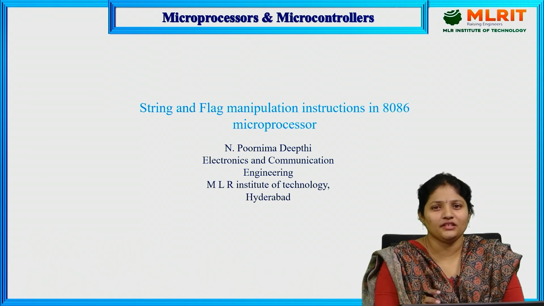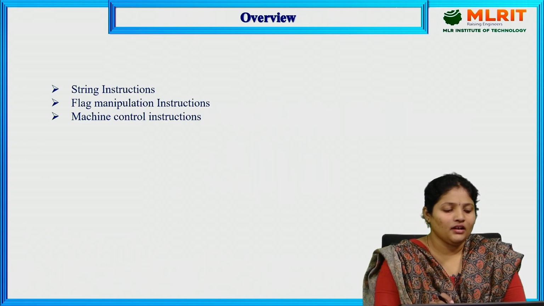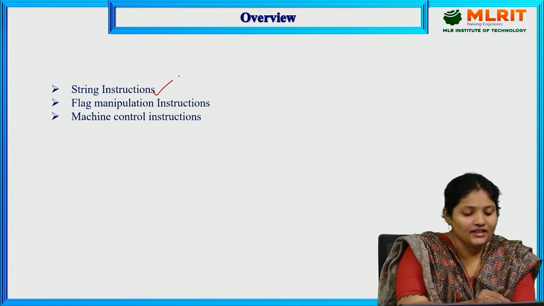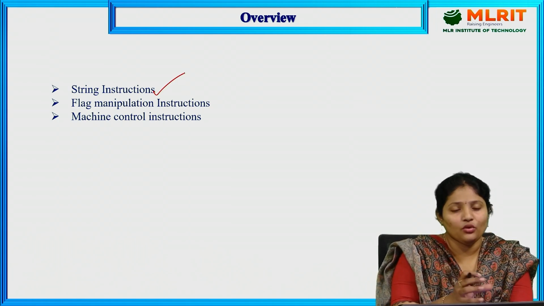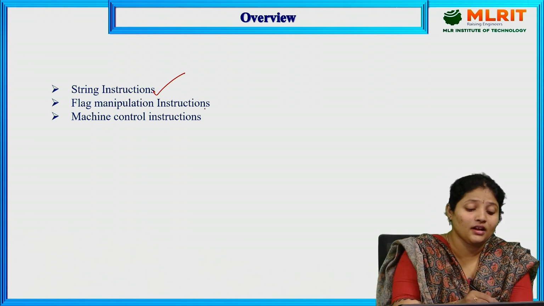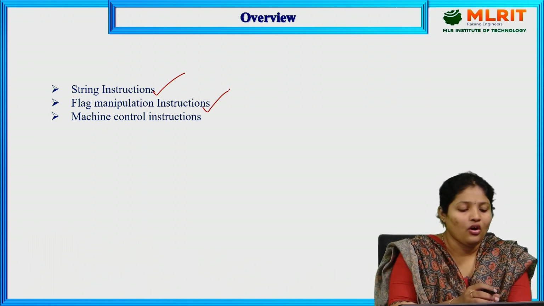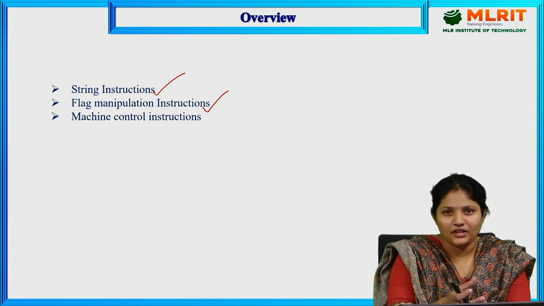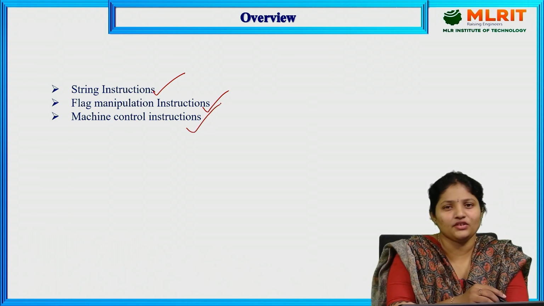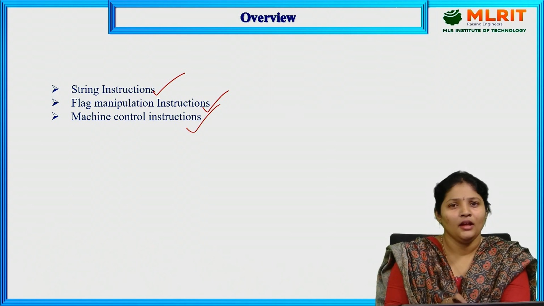Today, the video I'm going to present is about the string instructions and flag manipulation instructions present in 8086 microprocessor. Here is the overview of today's presentation. Here, string instructions: how the strings stored in the memory will get executed in the 8086 microprocessor, what are the flag instructions, or we can say bit manipulation instructions present in 8086, and some of the machine control instructions present in the 8086 microprocessor.